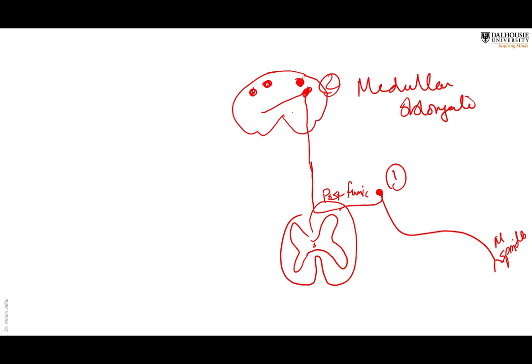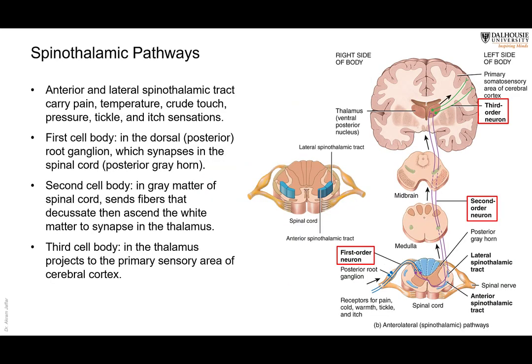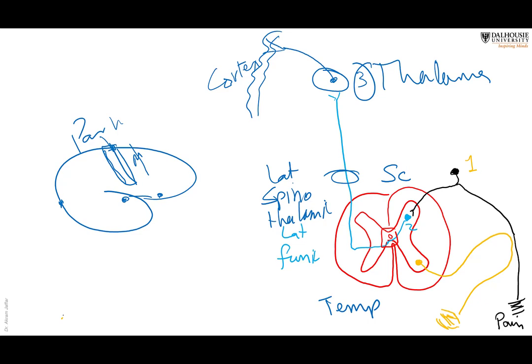So the crossing in this pathway takes place in the medulla oblongata. And the crossing fibers here constitute what we call the medial lemniscus. And where is the third order neuron? I'll show it to you here. Where is the third order neuron?